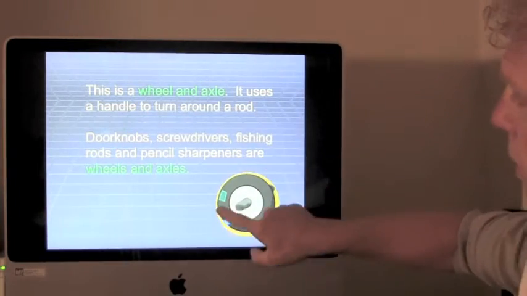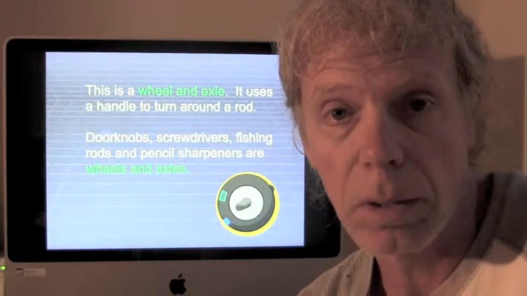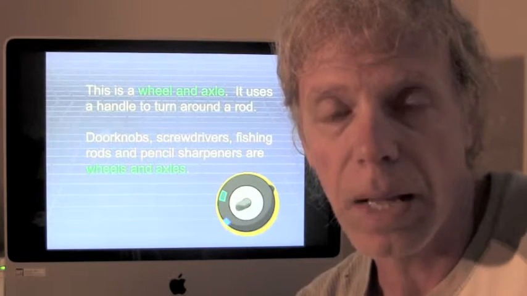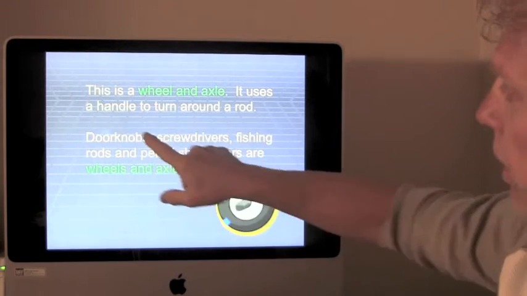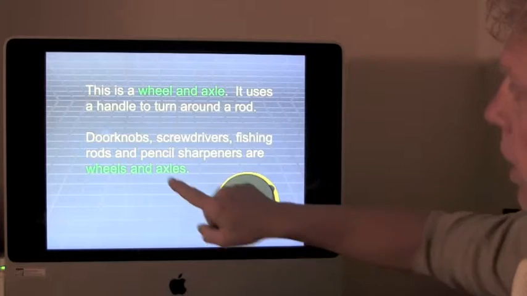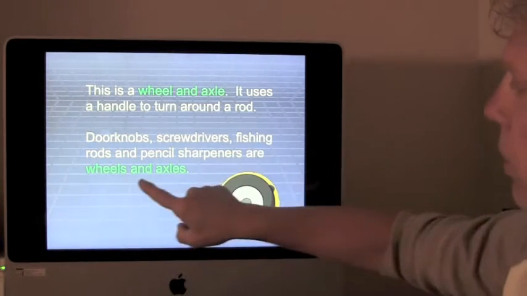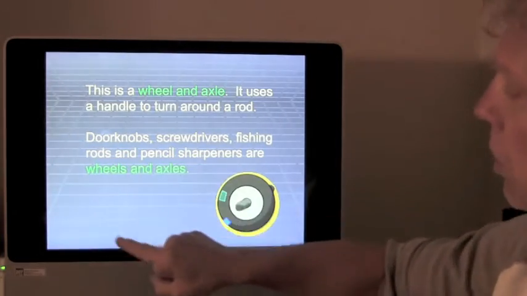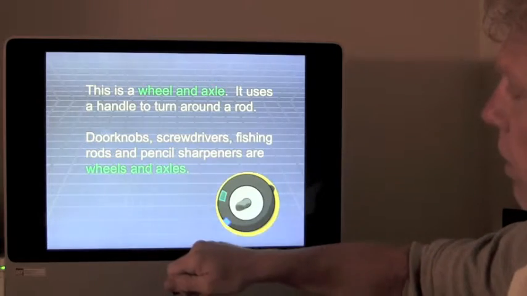Wheel and axle. Our cars, our bicycles, our roller blades, anything with a wheel and an axle that turns around the axle is a simple machine. A doorknob, a screwdriver, fishing rods and pencil sharpeners are wheels and axles, because what they all have in common is the turning motion. You turn a doorknob, you turn a screwdriver.